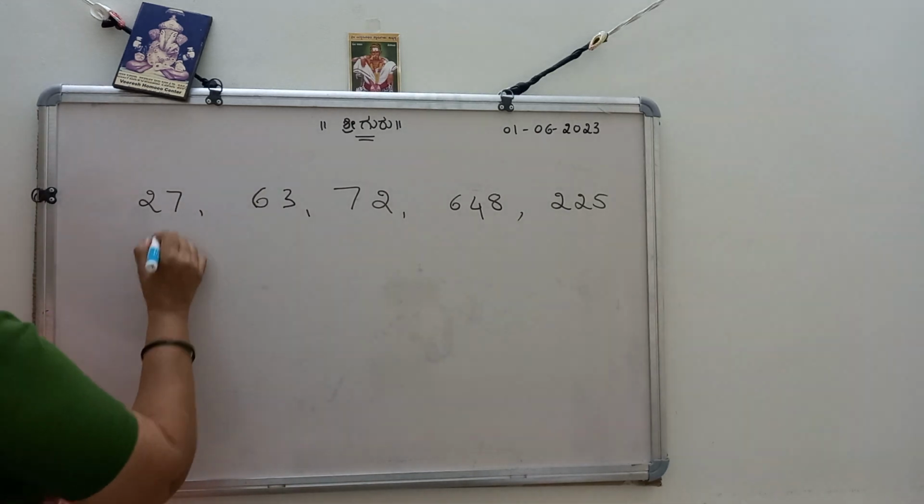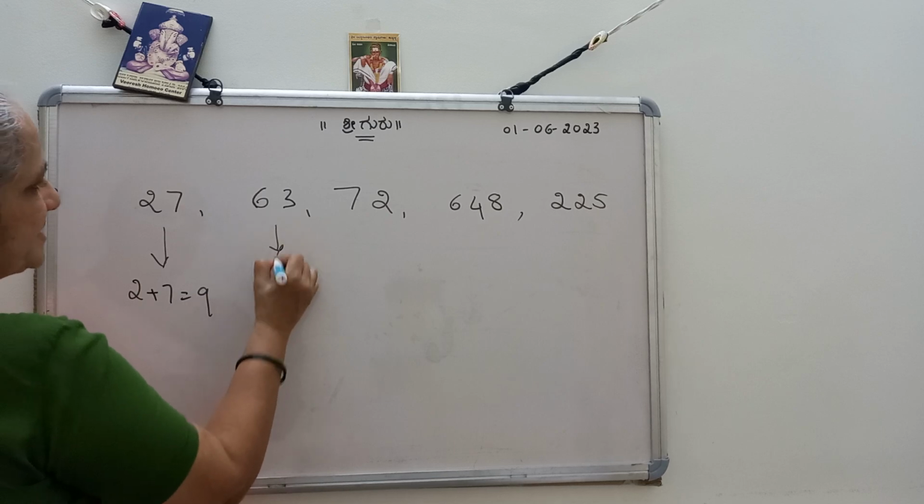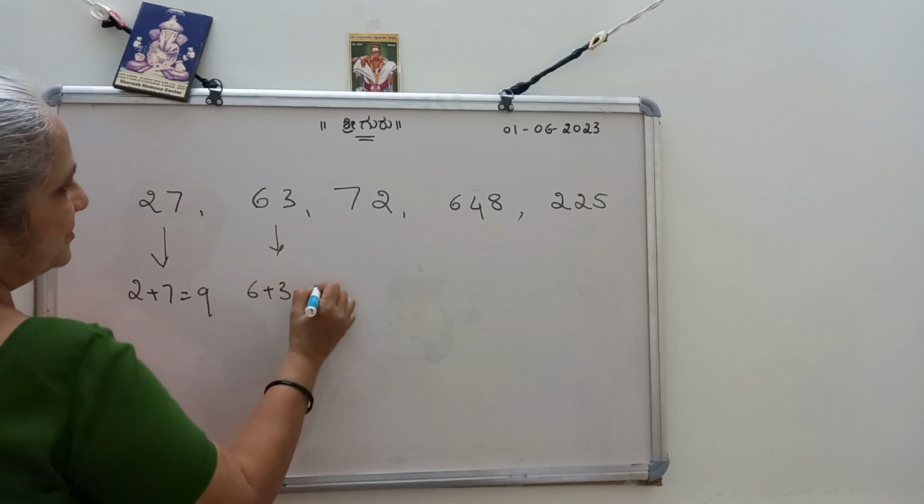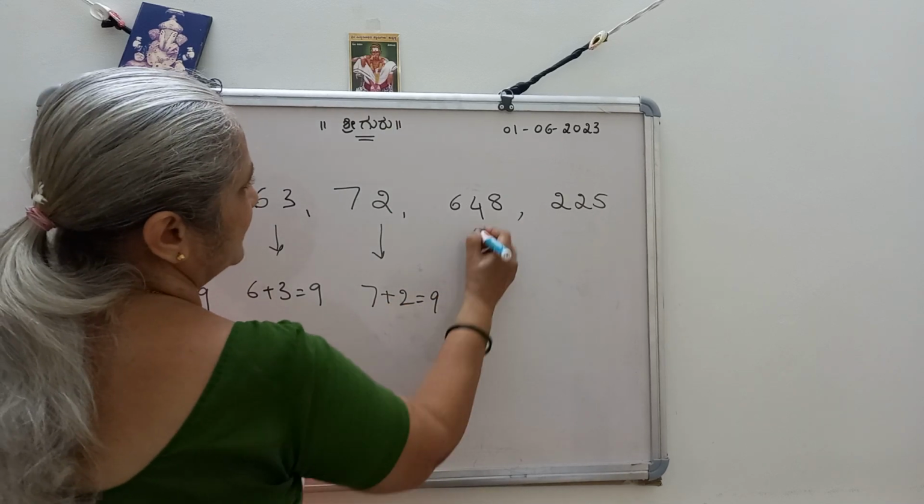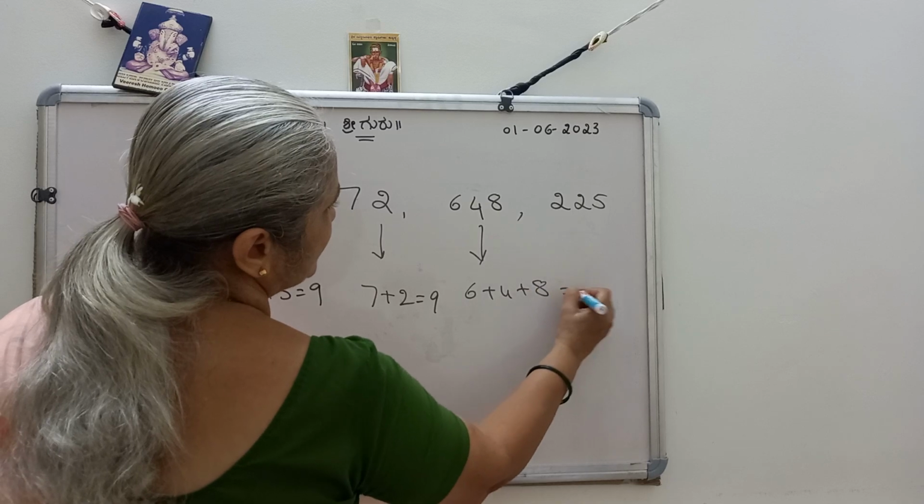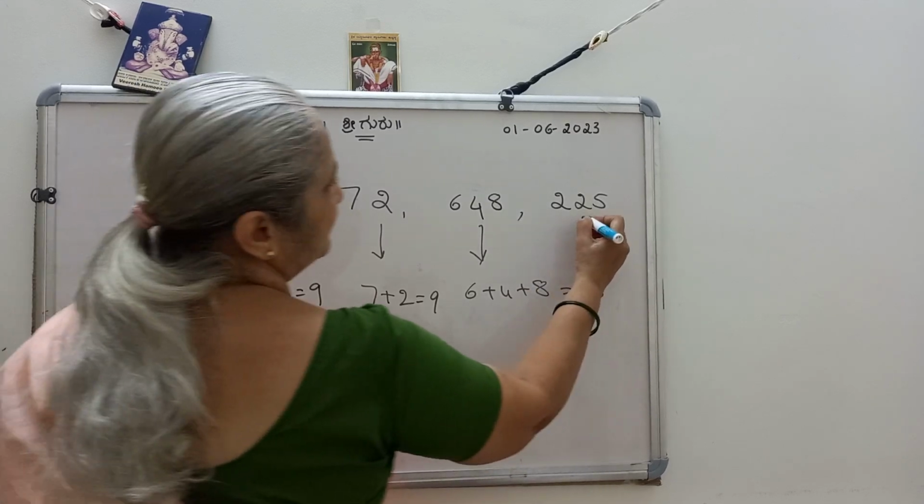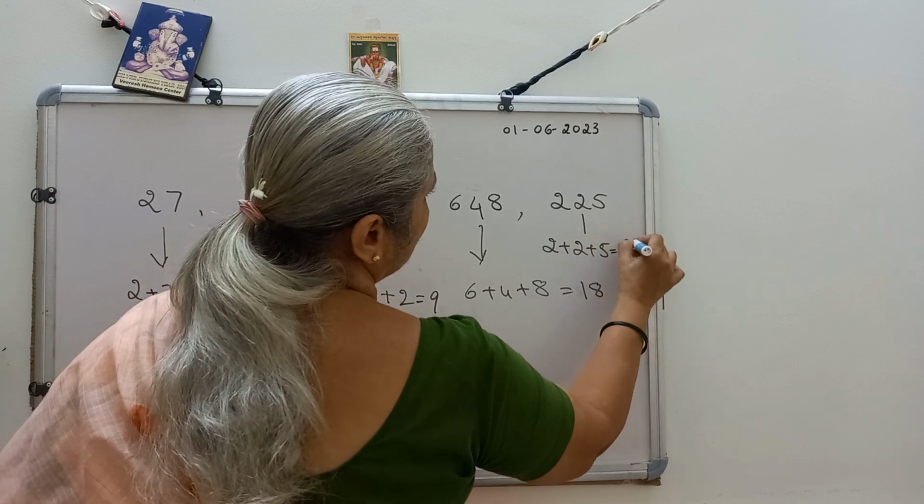2 plus 7 for 27, 2 plus 7 is equal to 9. For 63, 6 plus 3 is equal to 9. For 72, 7 plus 2 is equal to 9. For 648, 6 plus 4 plus 8 is equal to 18. And for 225, 2 plus 2 plus 5 is equal to 9.